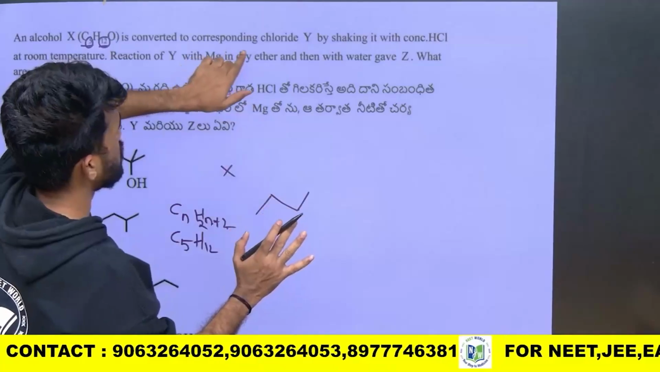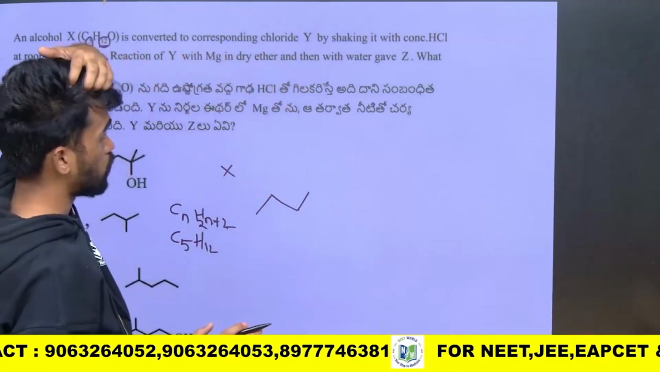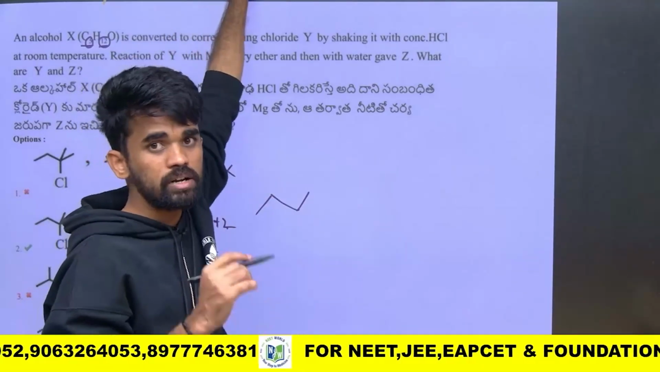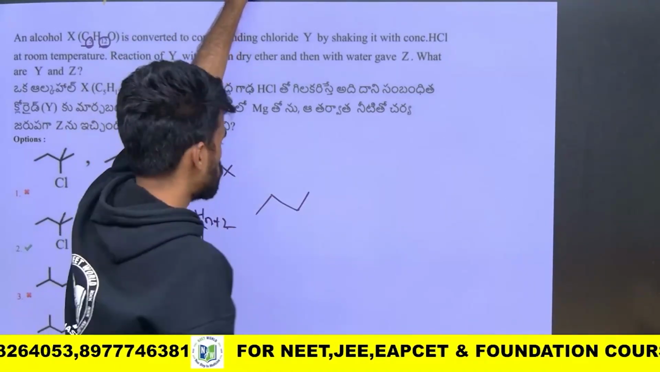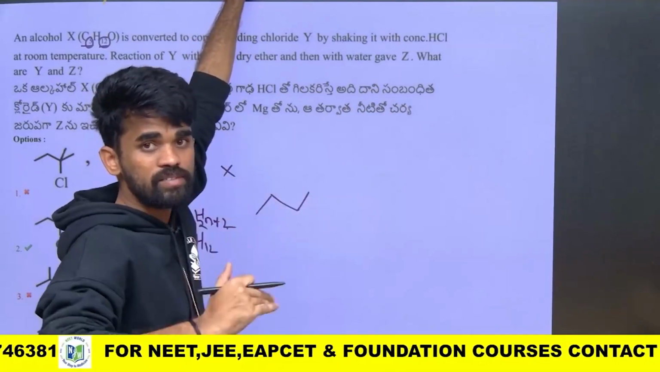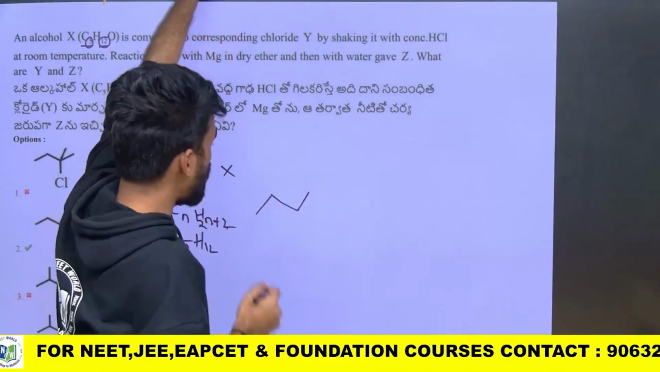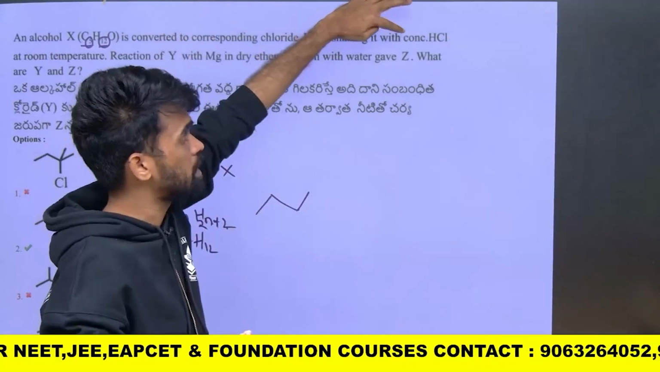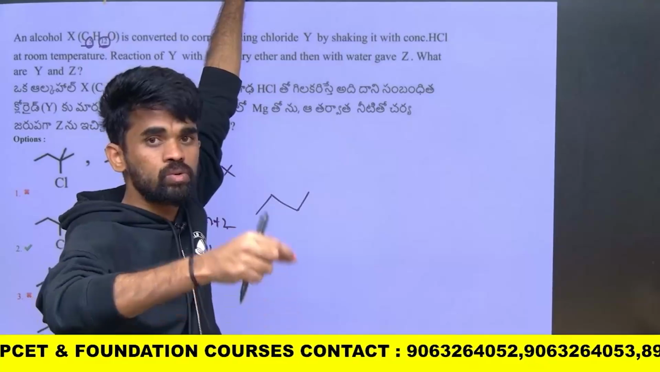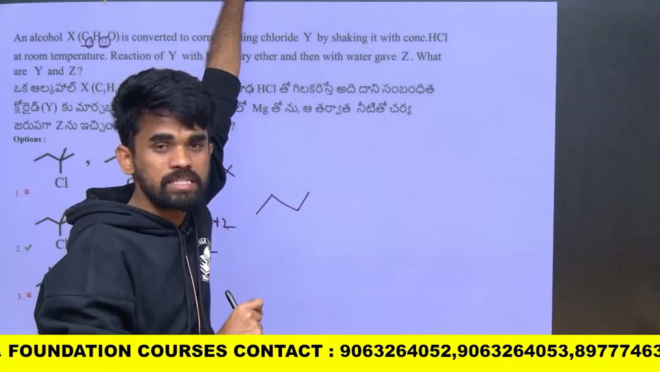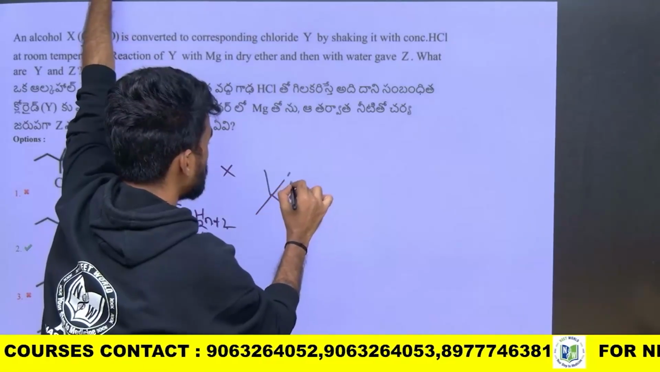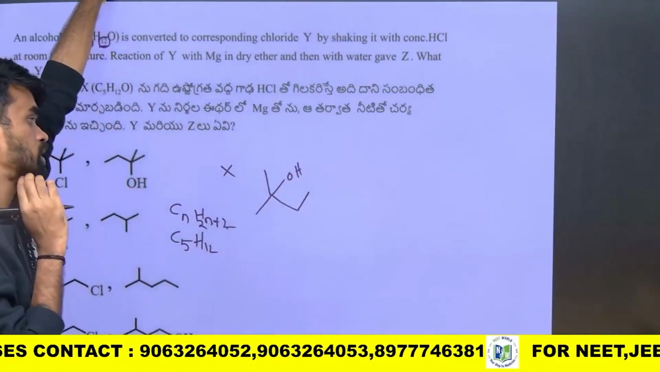wait for some time, it is converted into a corresponding chloride by shaking with the HCl. So now you need to know the nucleophilic substitution reactions here. Since they are saying just by shaking with concentrated HCl it is converting into chloride, it means that the alcohol group reacts with H plus ion and water elimination takes place, and to that OH position, a new nucleophile Cl minus is coming. It means that must be tertiary alcohol.